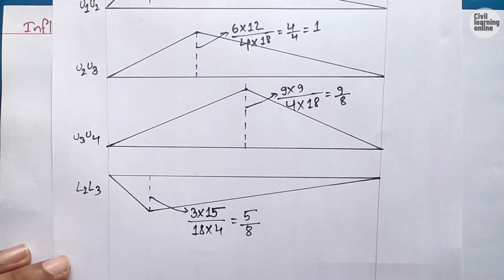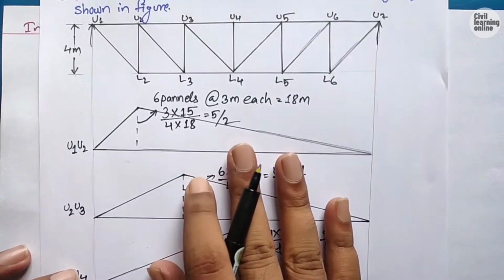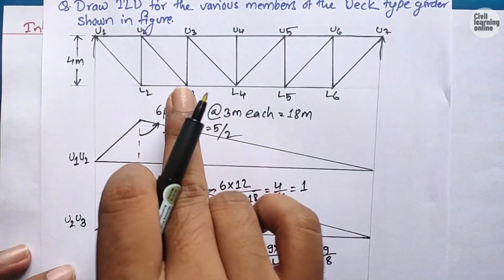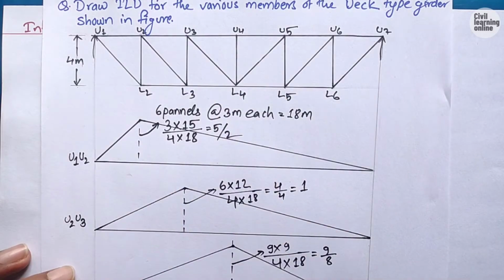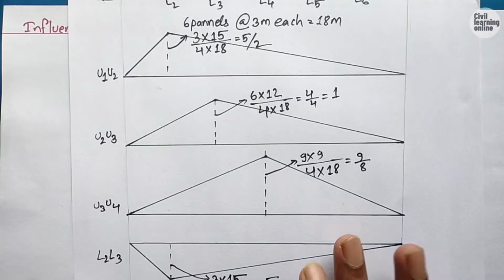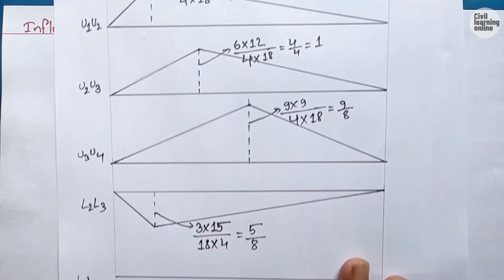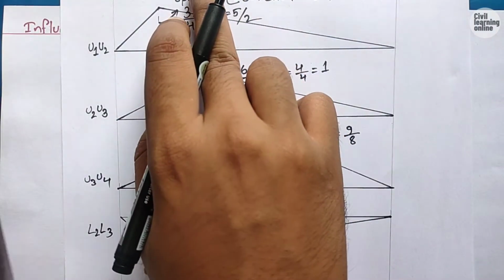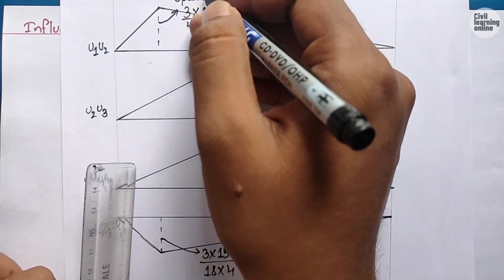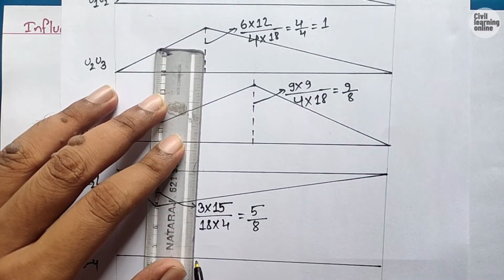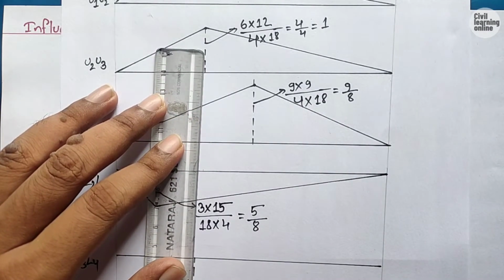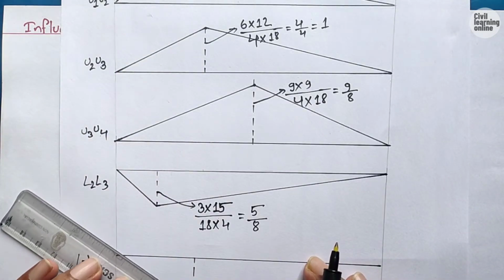Now after drawing the influence line diagram for the lower chord member L2 L3, it's time to draw the influence line diagram for the lower chord member L3 L4. So here comes the influence line diagram for L3 L4, and we have to draw the straight line along this L3. So it is going to be here and downward this straight line. So here we go. Now join the line.